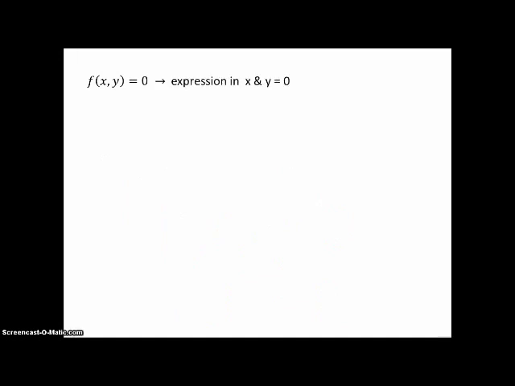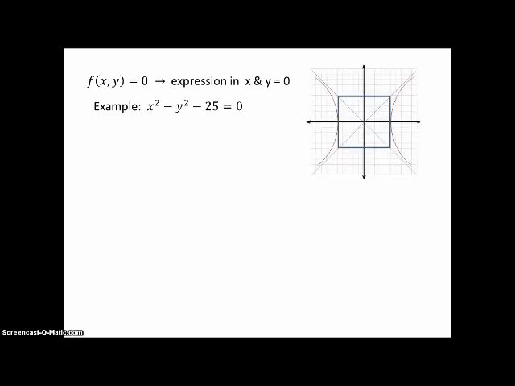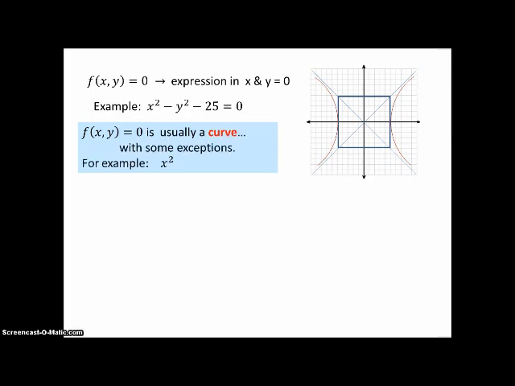What f of x comma y equals 0 means is that we have an expression in x and y equal to 0. Not necessarily a function, it could be a relation. For example, x squared minus y squared minus 25 equals 0 in 2 dimensions, because we have 2 variables, is in fact the red hyperbola shown at the right. Now, f of x y equals 0 is usually a curve in 2 dimensions with some exceptions. For example, if we have x squared plus y squared equals 0, x and y both have to be 0, and so all we get is a point at the origin, not a curve.